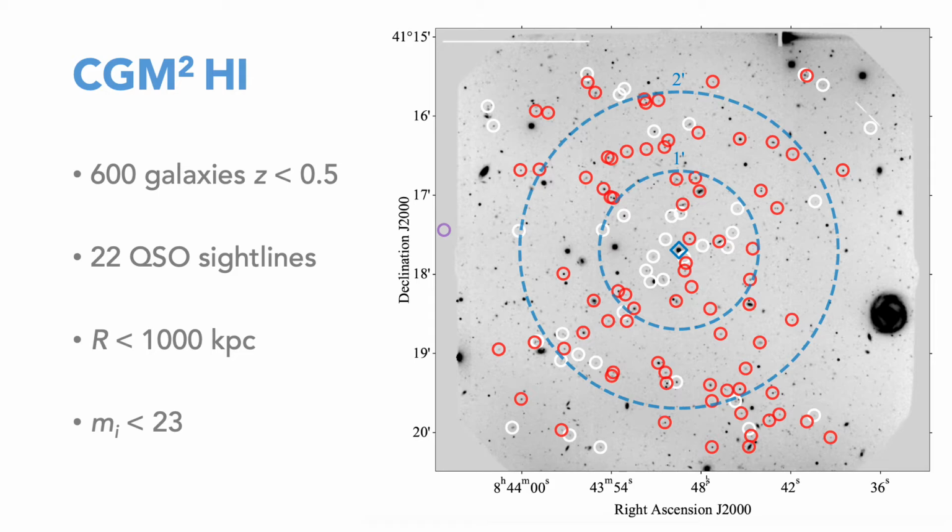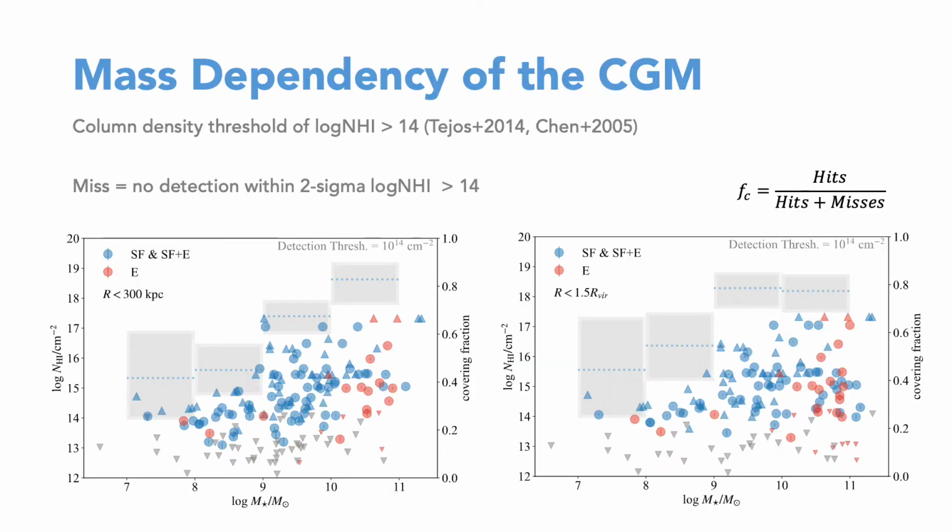We assigned a galaxy to an absorption system by associating any absorption in the QSO spectrum if it's within 500 kilometers per second of the galaxy's systemic redshift. I want to briefly highlight some of our empirical results here. We can see the mass dependency of the CGM. In this plot, the blue points and red points are detections or hits, while the smaller gray points are non-detections or misses. The misses correspond to cases where no absorption above our column density limit of 10 to the 14 was found within our 500 kilometers per second velocity window of the galaxy's systemic redshift.